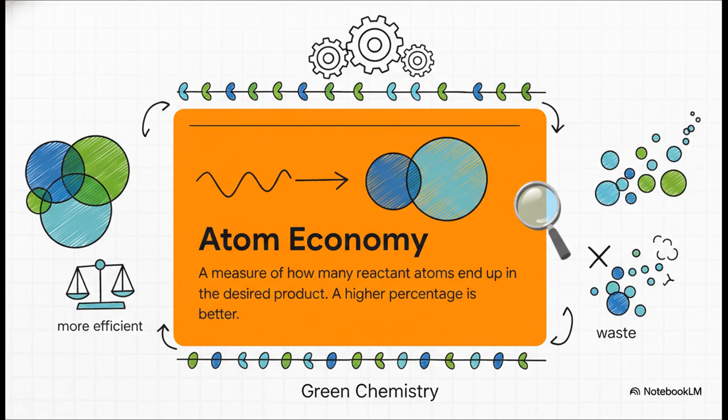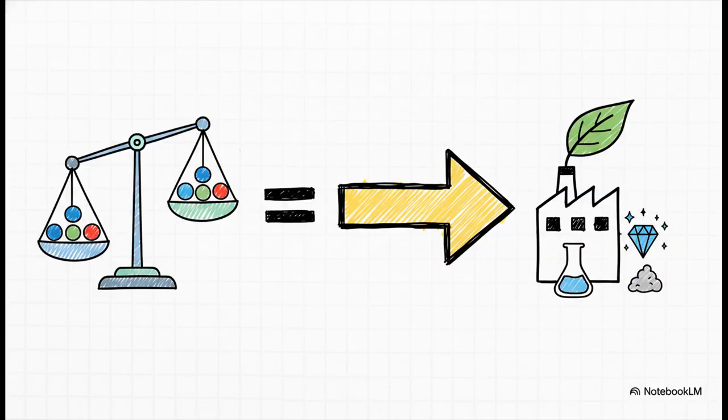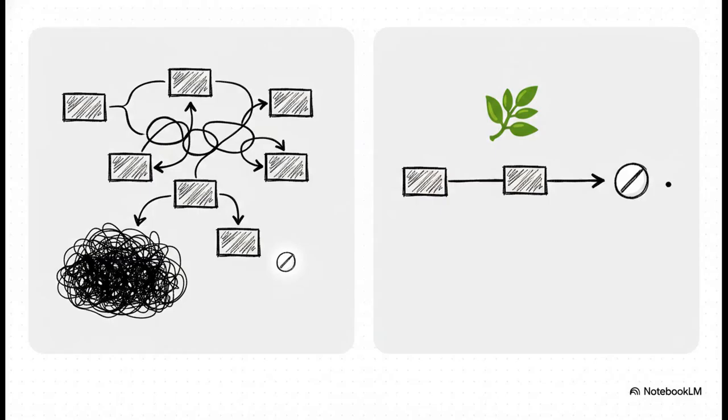Basically, it asks, of all the atoms you put into a reaction, how many of them actually end up in the stuff you want to make versus how many just become waste? Obviously, the higher the atom economy, the better. And here's the kicker. You literally cannot calculate atom economy without a balanced chemical equation. It's impossible. Those big numbers, the coefficients, tell you the exact ratios you need to figure out how much product you get and how much waste you create. It all starts there.